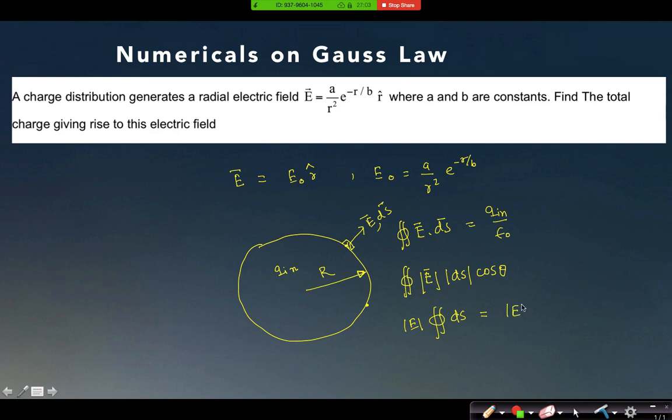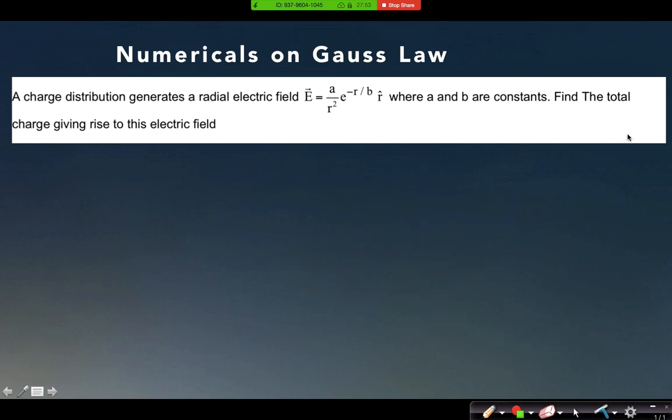So this integration is only E into 4 pi r square? If you put the value of E as A by R square into e power minus R by B, multiplied by 4 pi R square, then R square will get cancelled out. Now, if I ask you what is the total flux in the space, what should be the value of R in that surface? Infinity. So if you put R tends to infinity, what is the value of this integration? 0. So that is why I have said that the q inside must be 0 for this question.